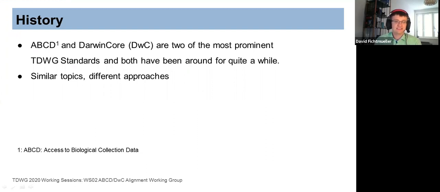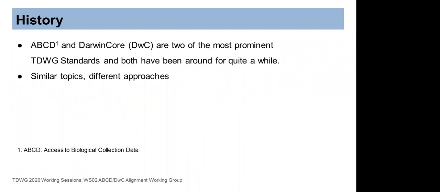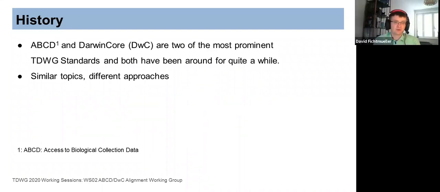So ABCD is an acronym for Access to Biological Collection Data. It doesn't really matter if you don't know this. It's just commonly referred to as ABCD. And Darwin Core, often abbreviated as DwC, are two of the most prominent TDWG standards. Both deal with very similar data and have been around for quite a while. So there is an overlap in terms of the content, but both standards have different approaches on how they handle and model the data.